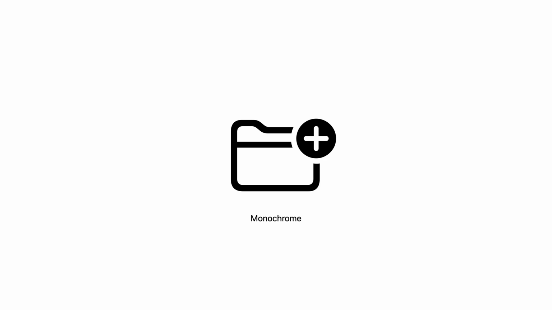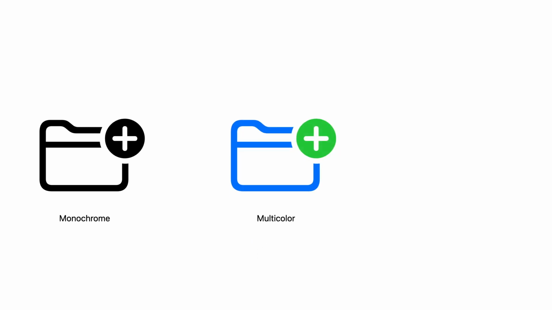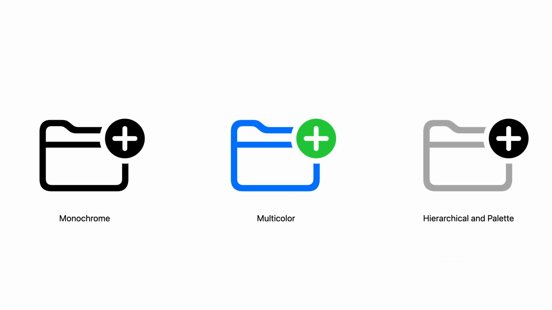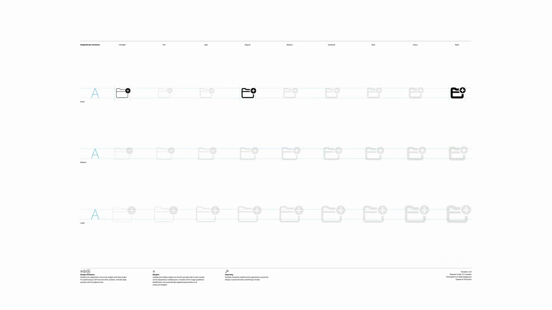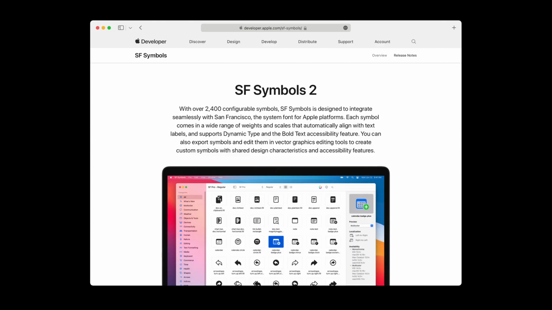More importantly, this format of the template is able to embed information on how a symbol should look in different rendering modes. We can embed data for existing modes, such as monochrome and multicolor, as well as data used by the new hierarchical and palette modes. On top of all of this, the 3.0 template supports some advanced functionality that can empower you to accomplish more by doing less. We'll talk about this in detail in the Advanced Techniques section. For the full specification of the new template, check out our updated documentation at developer.apple.com/sf-symbols.